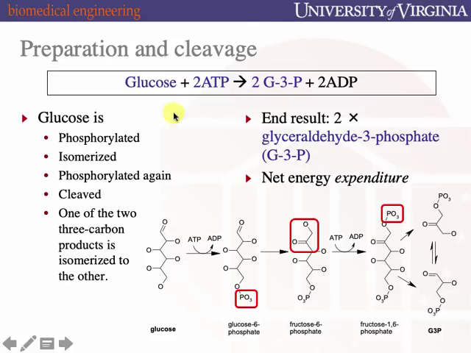Preparation and cleavage. Here's the input and output reactions for this first step. Couple take-homes of these first couple steps. First is that it requires ATP hydrolysis. So you're putting energy into the system to be able to get through this preparation and cleavage step. We will take two glucose molecule, 2 ATPs that get hydrolyzed to form 2 intermediates called glyceraldehyde 3-phosphate.